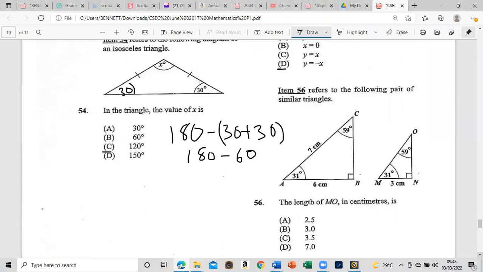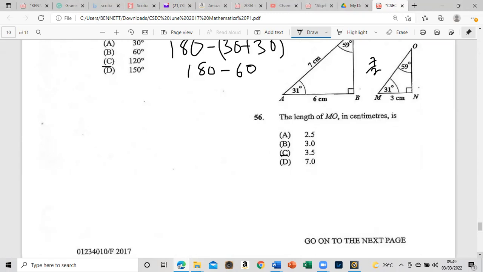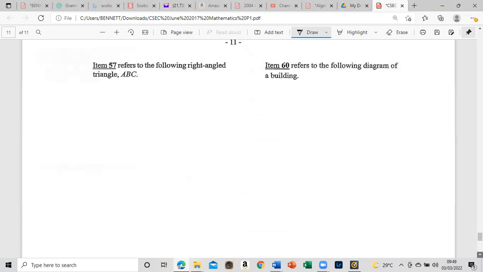Alright, 56. Refers to the following pair of similar triangles. The length MO in centimeters is... the first means MO. So this other side here, right? This is 6 and this is 12, so I'm dividing by 2. Both of them are similar. So MO over AC is 7 over 2. That'll be 3.5. Same angle, same everything, right?